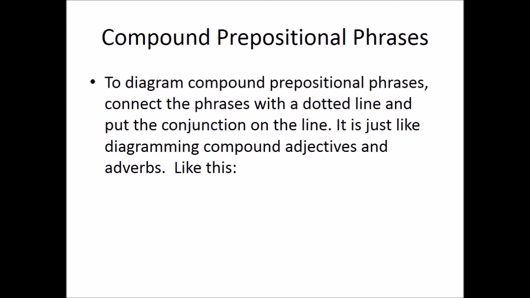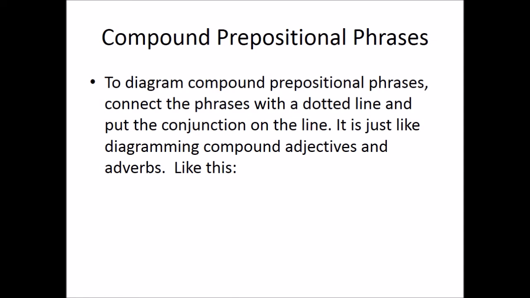Now we're going to move on to compound prepositional phrases. This is actually kind of easy. You know how to diagram prepositional phrases. So if you have compound prepositional phrases, you're just going to connect the phrases with a dotted line and put the conjunction on the dotted line. It's exactly like diagramming compound adjectives and adverbs. You know that prepositional phrases act as adjectives and adverbs, and so you diagram them pretty much the exact same way when you're using a conjunction.